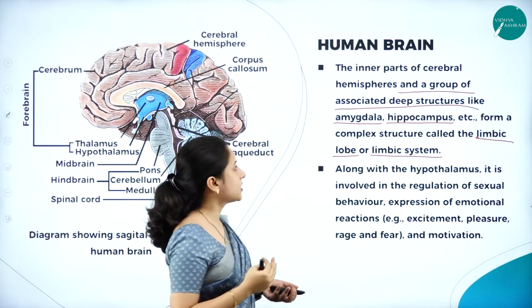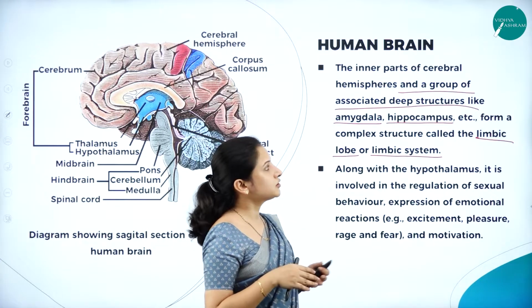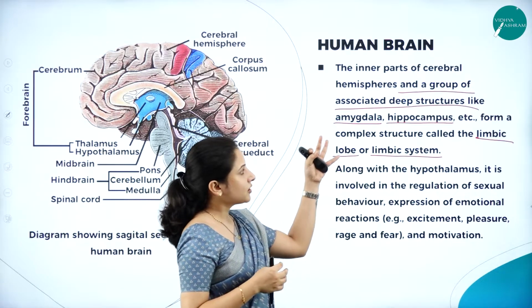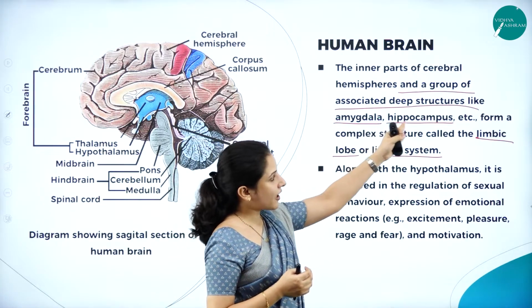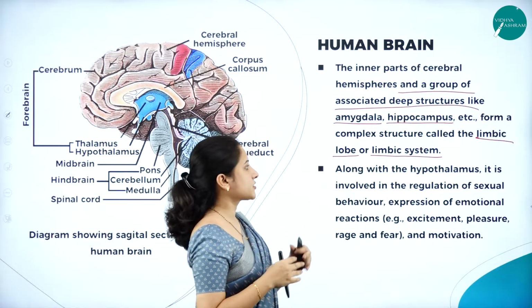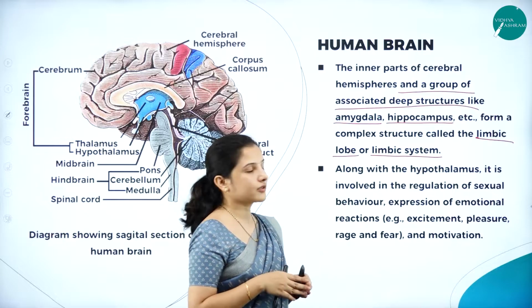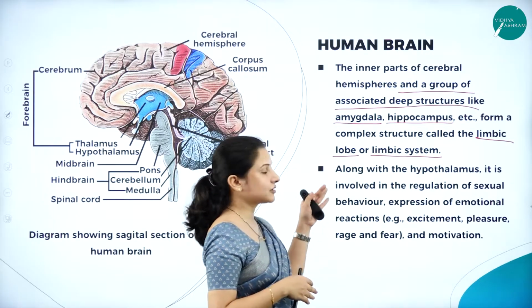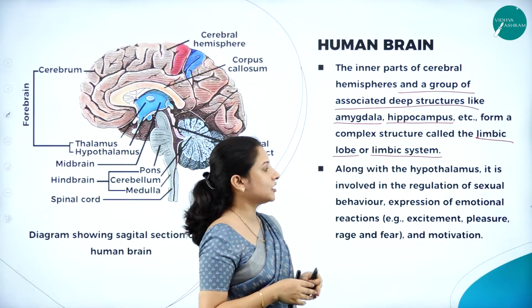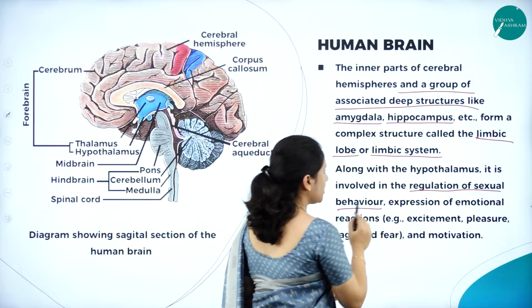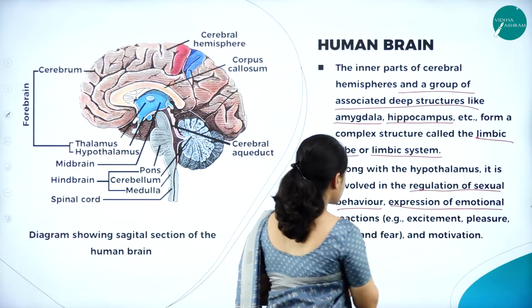So here, inner to the hypothalamus, there is a group of associated structures called the amygdala, hippocampus, etc. And these form a complex structure called the limbic lobe or the limbic system. And along with the hypothalamus, the limbic system is involved in the regulation of sexual behavior and the expression of emotional reactions.